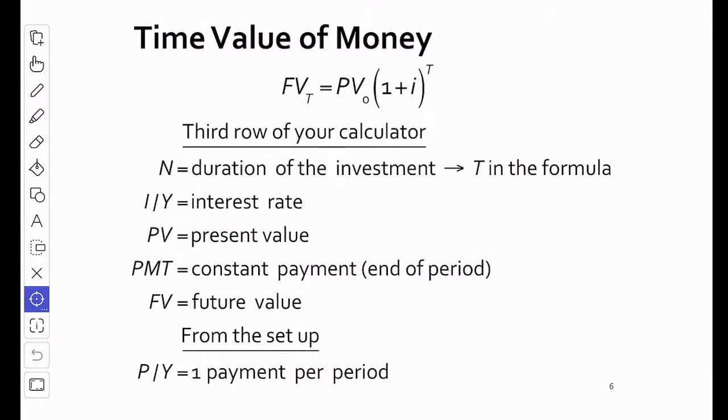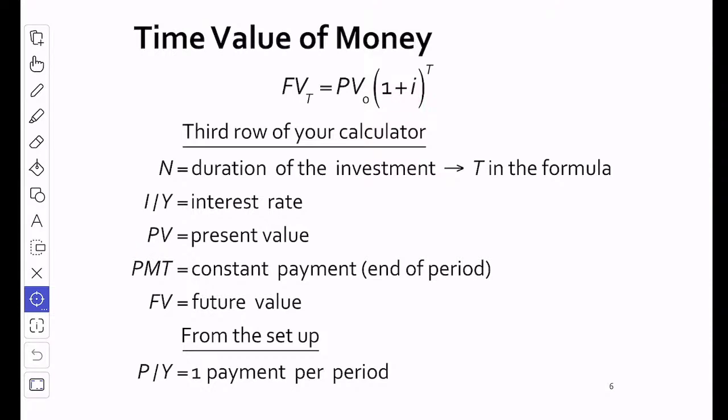So my notation, relating my notation to the calculator. The third row of your calculator is used for time value of money calculations. I refer to this as the time value of money formula. On your calculator, you'll see in the third row there's an N. N signifies the duration of the investment and is actually T in our formula. So N for the number of periods or T for time. The interest per period or year, as it's written here, is the interest rate that we use here.